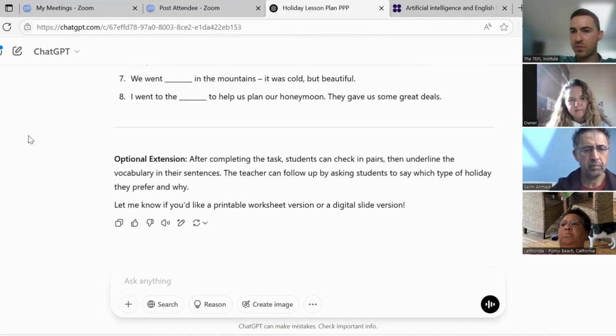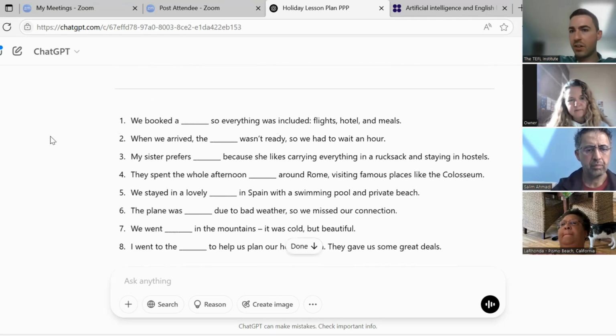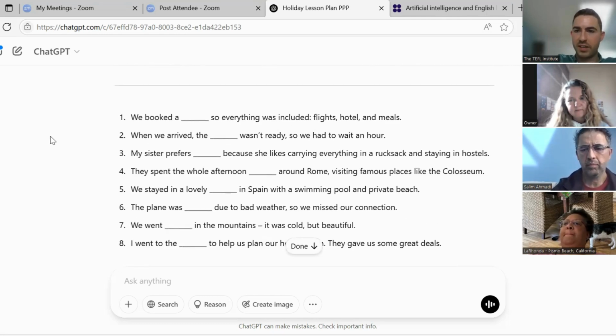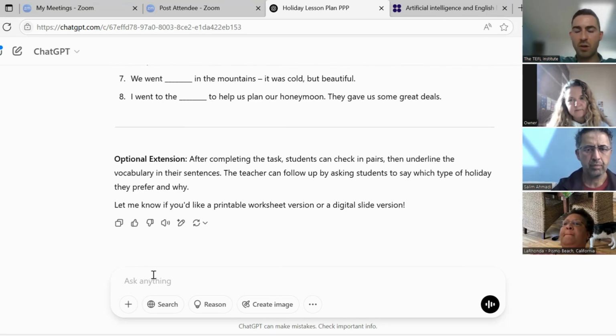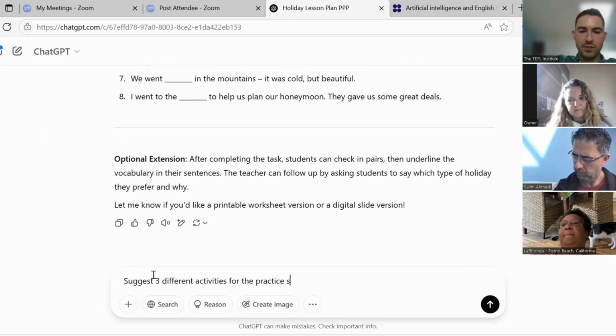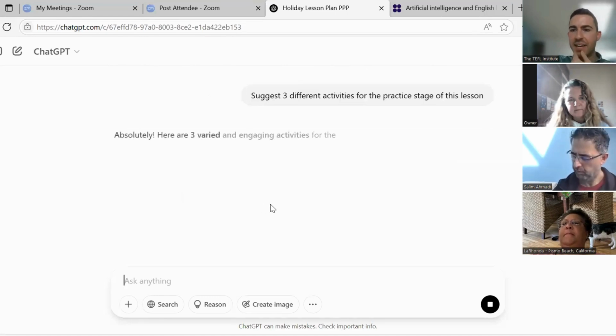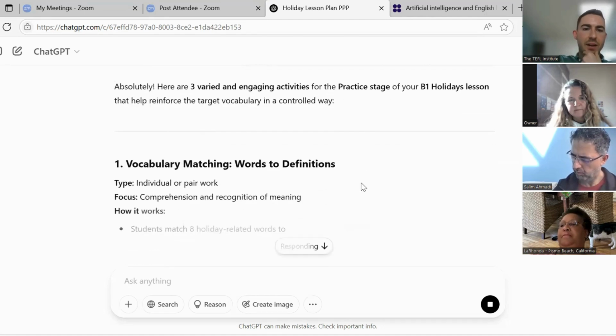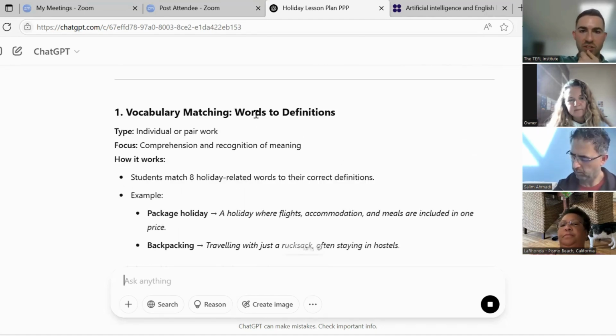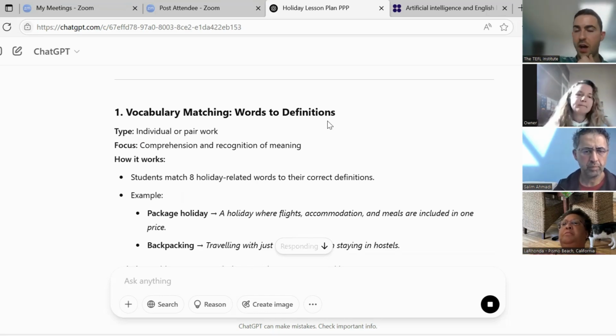And it's also given me an optional extension. But let's say I look at this and decide, no, I actually don't like this. I want to do something else. I might come in and say, suggest 3 different activities for the practice stage of this lesson. Okay. And then instead of a gap fill, it's getting us to do a words to definitions matching task. So our 8 keywords or so that we're teaching, the learners have to match the words to the actual definitions of the words.